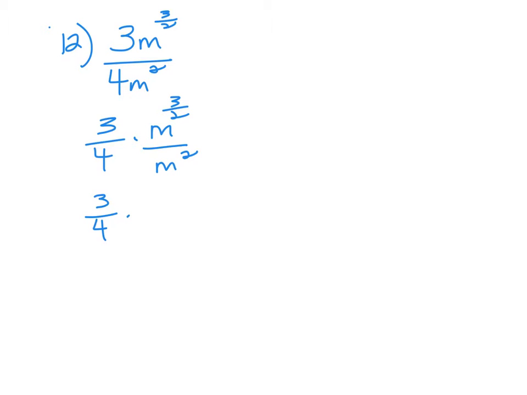Then I'm going to simplify this fraction here. Because they have the same variable, top and bottom, I can just take the exponents and subtract them. So I get 3 over 2 subtract 2. Now I can't subtract straight away because they don't have like denominators. So what I have to do is find a common denominator. I'm going to use 2.